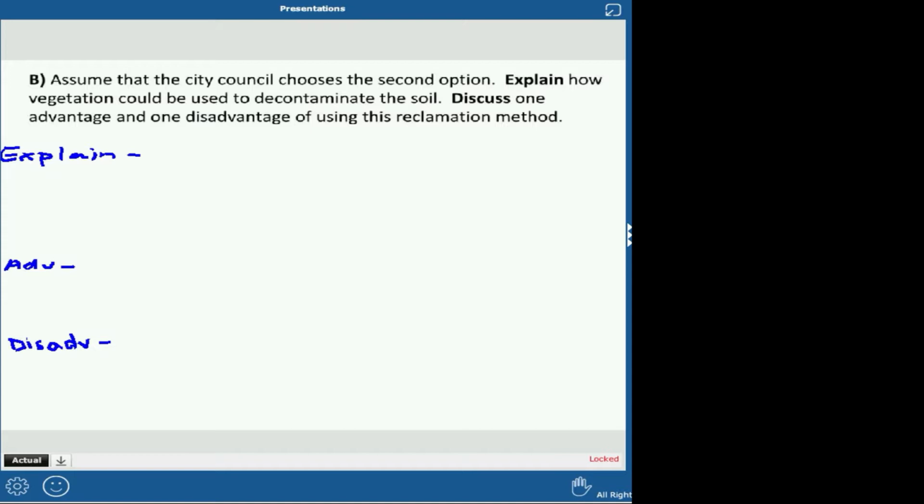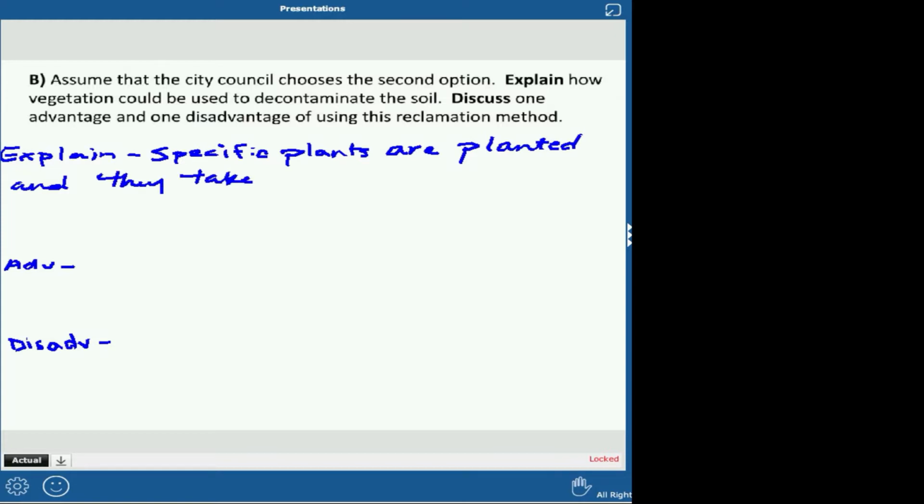Okay, so how would you explain that phytoremediation? If I was going to explain the phytoremediation process, I would talk about how specific plants are planted, right? And they take up the contaminant. Yes, exactly. The plants take up the toxic particles.